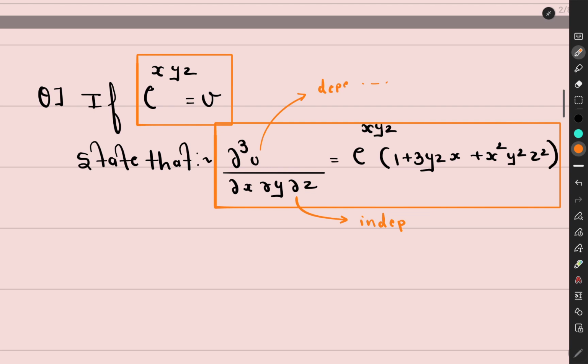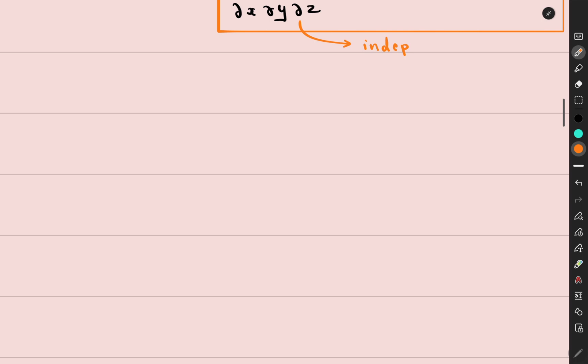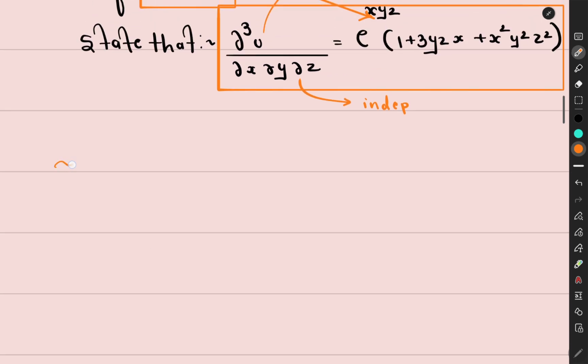What we need to prove is ∂³u/∂x∂y∂z. From this equation, we are going to prove this. So let's begin. First step is to differentiate with respect to z partially.